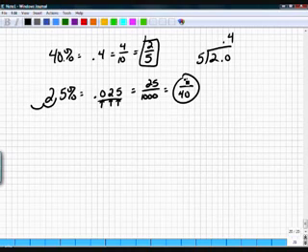How can we check ourselves? 1 divided by 40 should give you 0.025. Any questions? Not much more than this. Is this pretty easy?